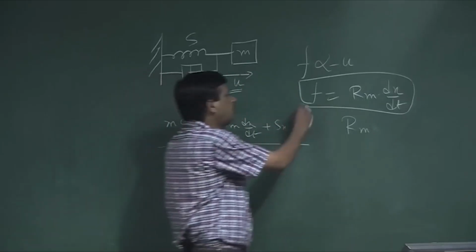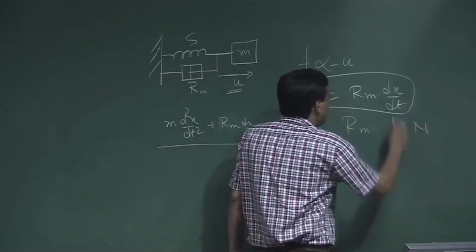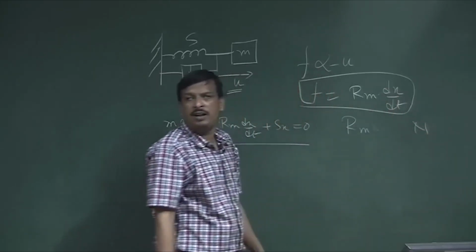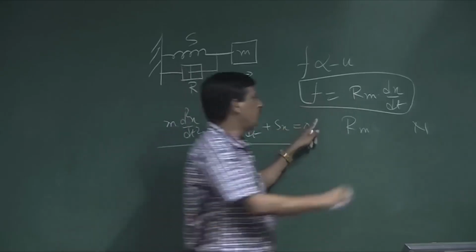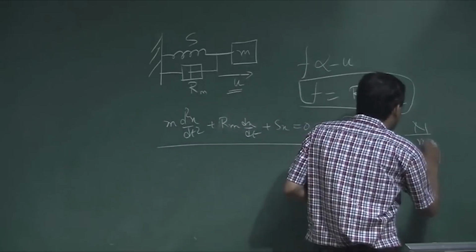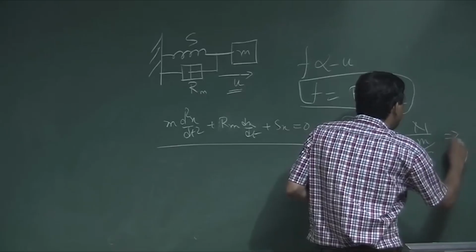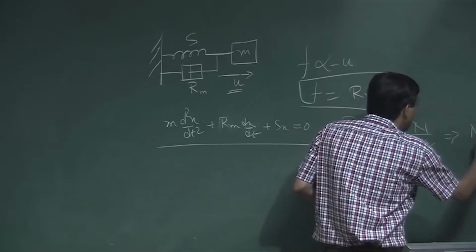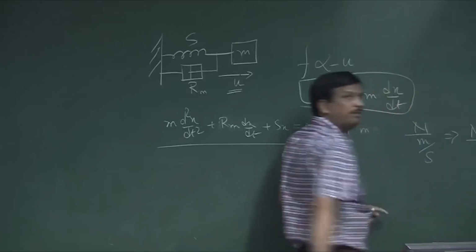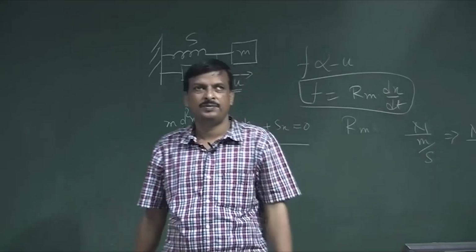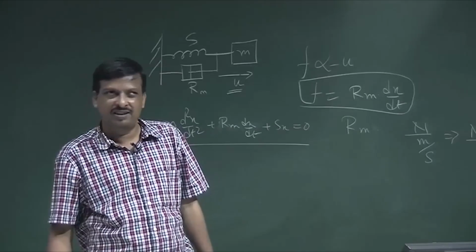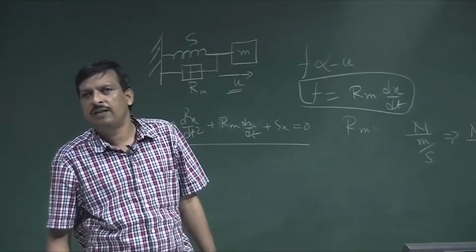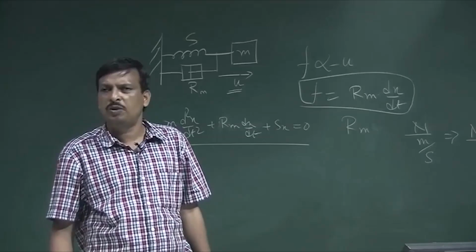How do you express Rm? What is the unit of force? Newton. What is the unit of speed? Meter per second. So it is nothing but force by u, that is Newton by meter per second, which is Newton second per meter. So the unit of Rm, mechanical resistance, is Newton second per meter.